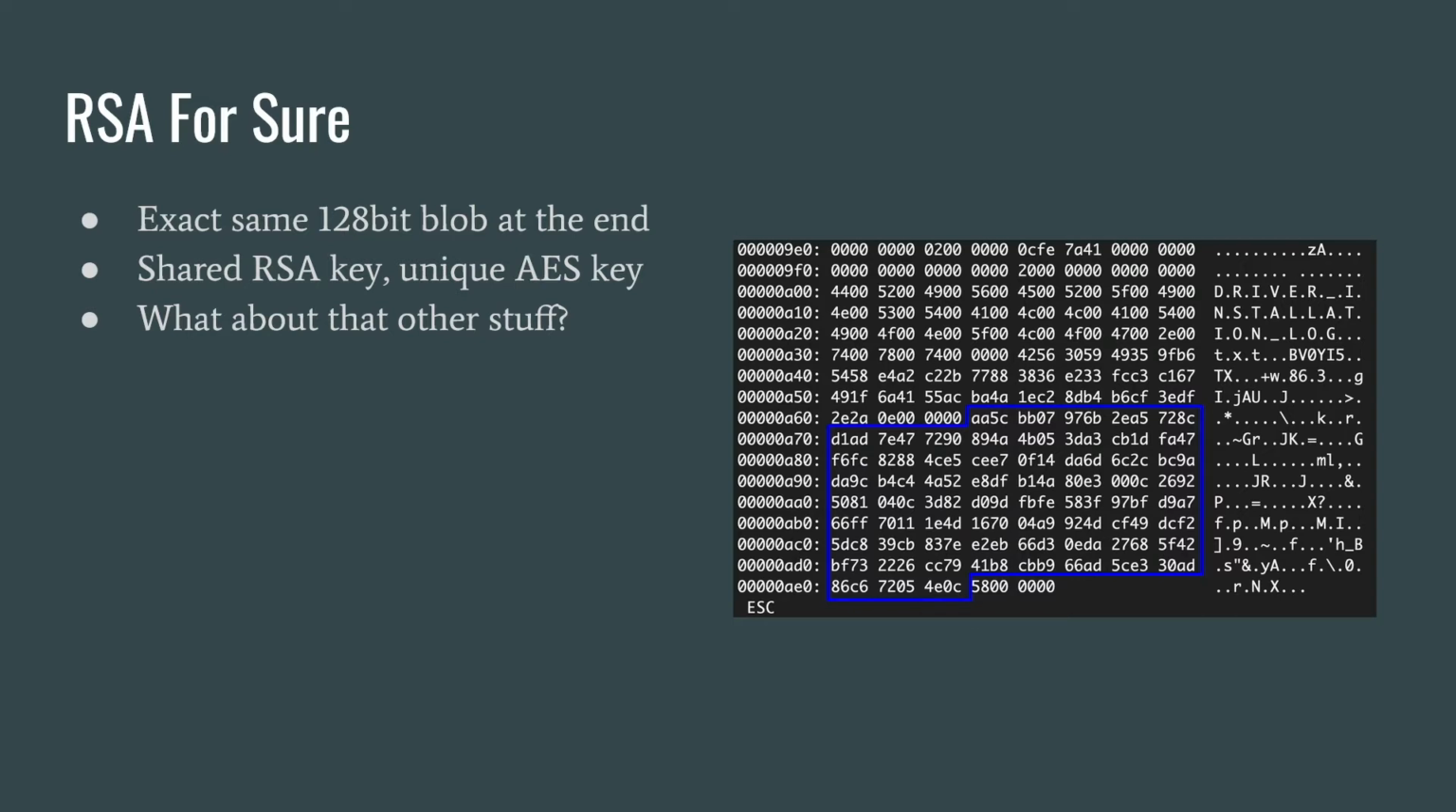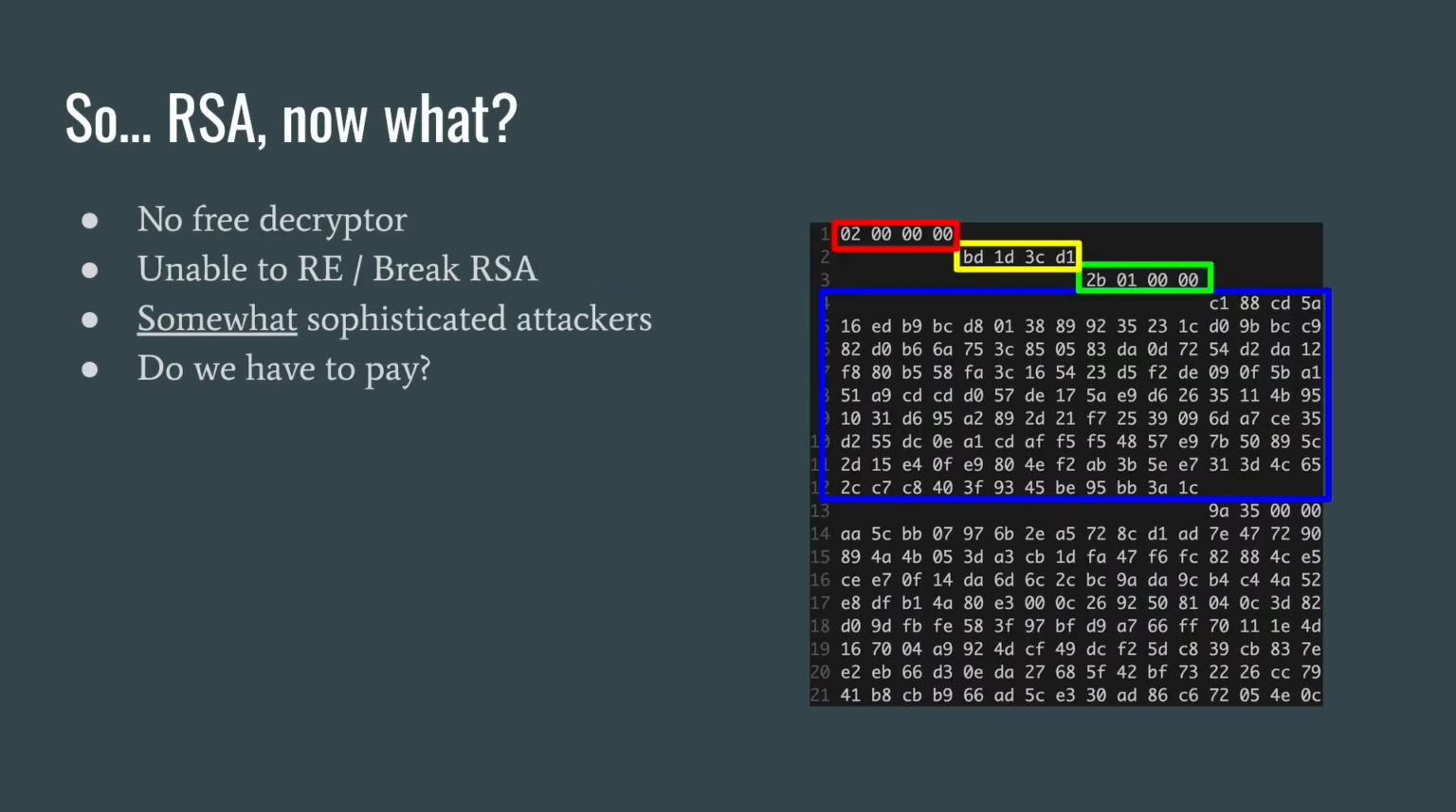Now, why do we know it's RSA? Besides, it could be anything, right? It's the same data, who cares? But it's the exact same blob, and just by thinking through how ransomware works, we know sometimes RSA keys get reused. It's a unique AES key, but what about the other stuff in the file, right? If we're calling this an RSA blob, what is everything else? Well, let me get to that. I'm going a little bit out of order here, sorry about that, jumping around.